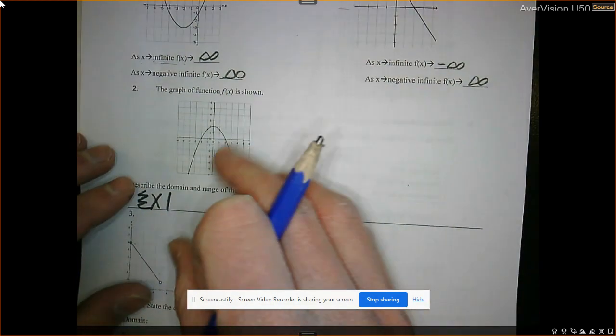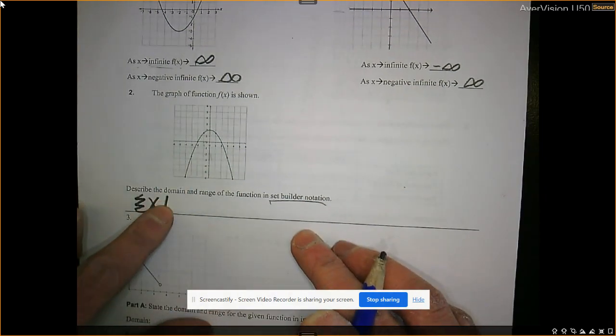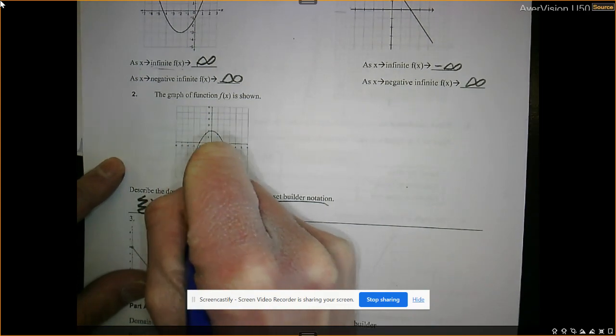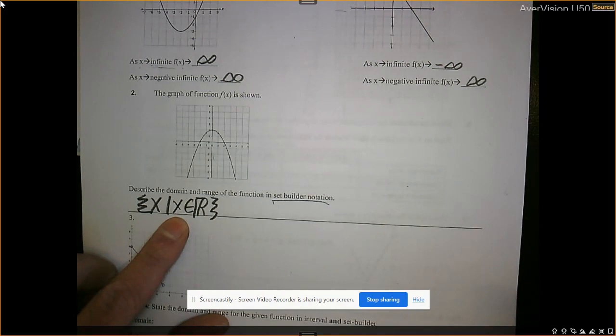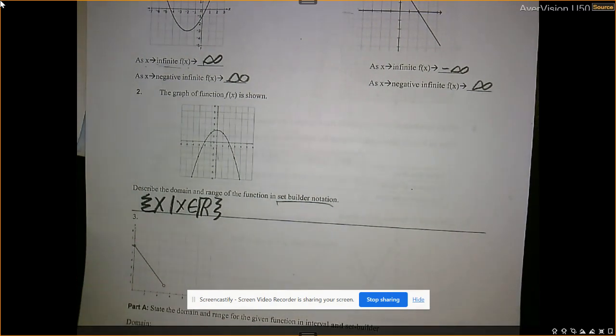If we were to zoom out, it's going to keep continuing to go left a little bit, right a little bit. So yeah, it is going to hit all real numbers. Our domain is x is an element of all real numbers. Okay, that's how this is written. X is an element of all real numbers, meaning our domain is all real numbers. It's going to hit everything.